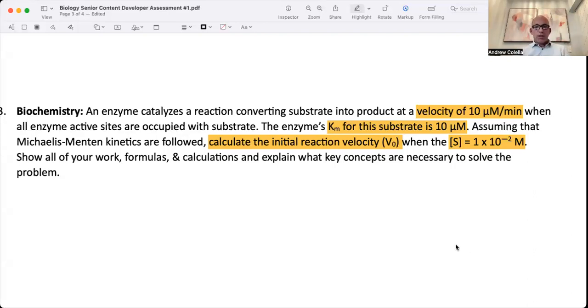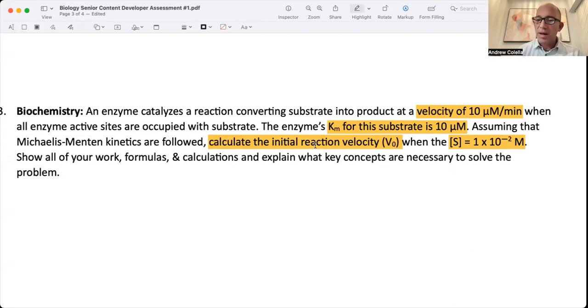Okay, here we are. So, where my cursor is: calculate the initial reaction velocity, V naught. You see those action words, those thinking terms like calculate, show, evaluate. They're trying to tell you, hey, this is what we need you to determine in this scenario.